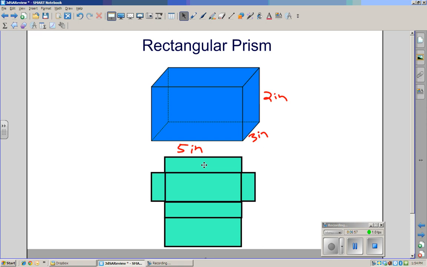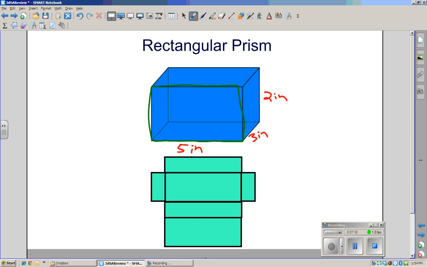Okay, so we always start by picking one of the sides. You'll see the dimensions: it's 5 inches across, my depth is 3 inches, and my height is 2 inches. So let's pick a side. Let's pick the front rectangle, this one right here.